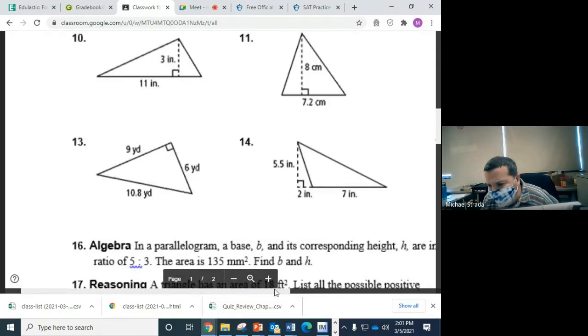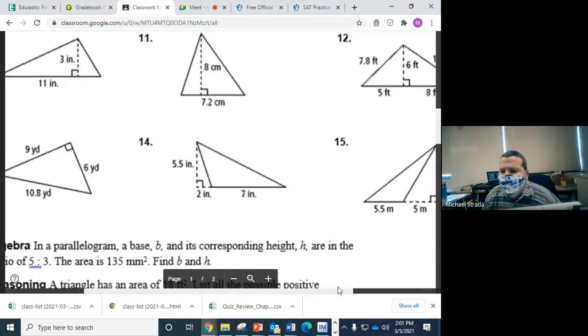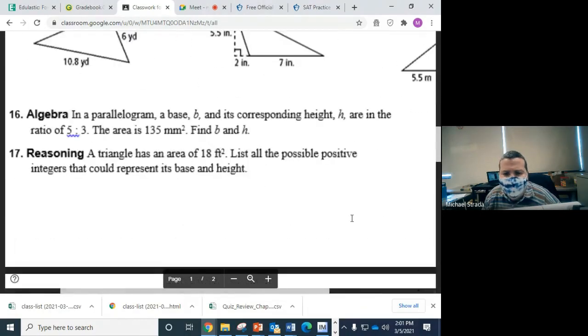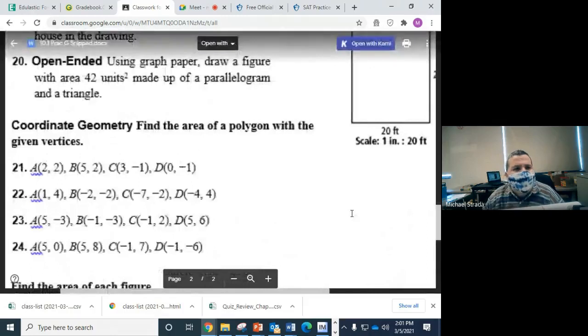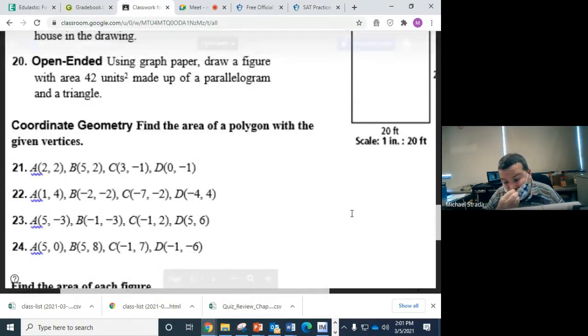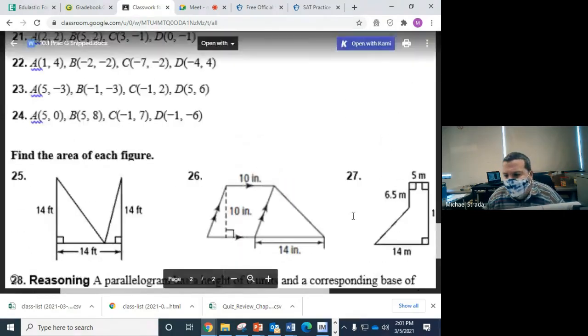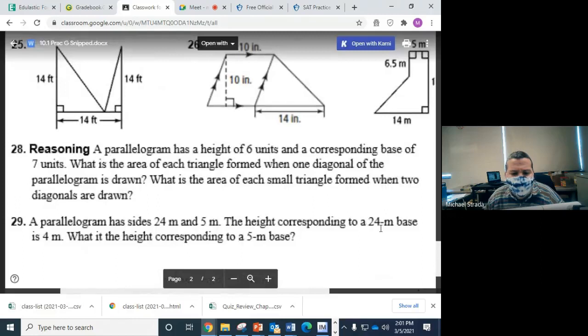10 through 15, same idea, just looking to see what you plugged in. 16, just like the one we did today. 17, you just got to list them. All right. For 21 through 24, where it's coordinate geometry, if you just want to sketch them and put your area in, that's fine. All right. 25 through 27, individual areas. Everything else is pretty much self-explanatory.